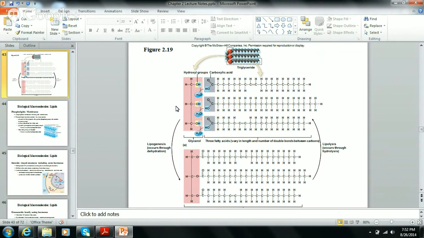And so what your body does is when it goes through lipogenesis, you actually take the glycerol and you attach the fatty acids to it, and then you create that triglyceride. But if you do lipolysis, then you do a process called hydrolysis. And in hydrolysis, you can see the process right there. You notice the hydroxyl groups that are here. There's a hydroxyl group. There's a hydroxyl group.